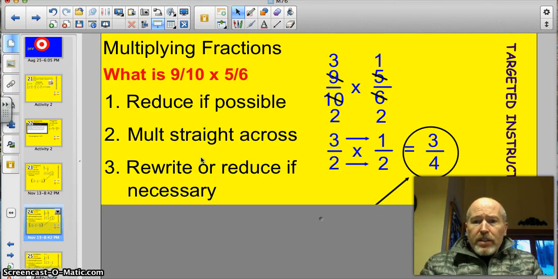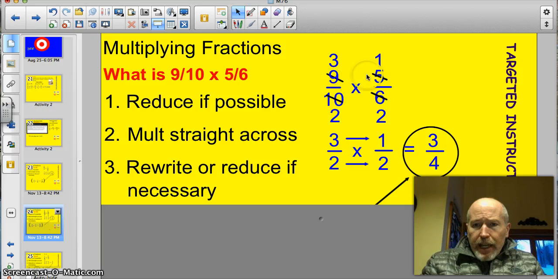9/10 times 5/6. Well, here are my original fractions in blue, 9/10 and 5/6. You can see I've divided a whole bunch of things here. I divided 9 by 3 and I got 3. I divided 6 by 3 and I got 2. So I reduced diagonally. I also reduced diagonally here. I divided both by 5. That's 1 times 5. This is 2 times 5. So when I rewrite it, I've got 3 over 2 times 1 over 2. Get it? Multiply. 3 times 1, 3. 2 times 2, 4. 3/4.